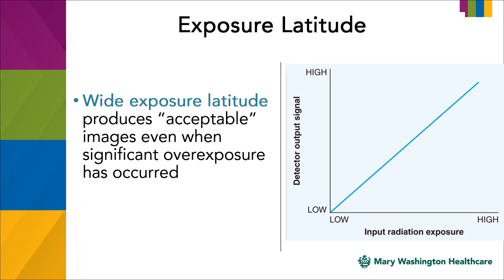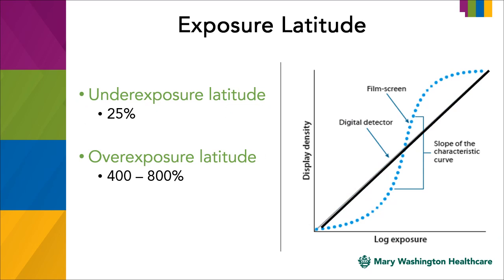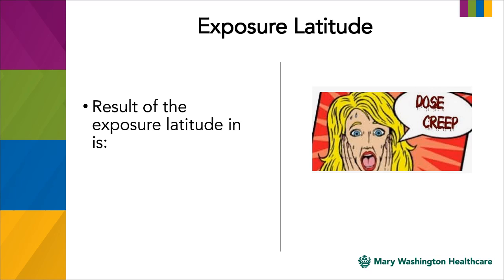Wide exposure latitude provides acceptable images even when significant overexposure has occurred. And that's the bad part about dose creep. With underexposure, we don't really have a whole lot of wiggle room. We only have 25%. But as far as overexposure, 400 to 800%, you could overexpose your patient by that amount and still have a good quality image. So as I've already said, the result of exposure latitude in digital radiography is dose creep.